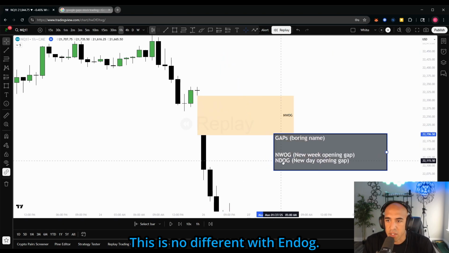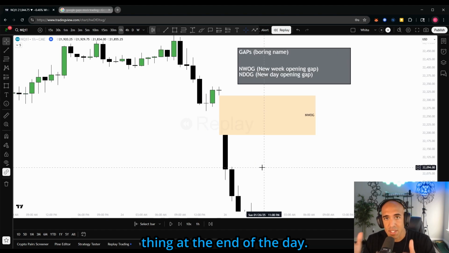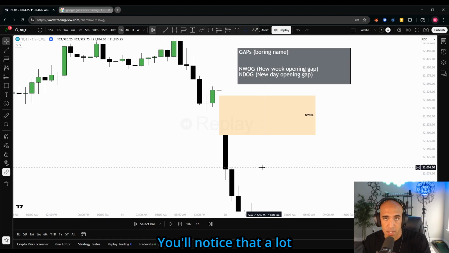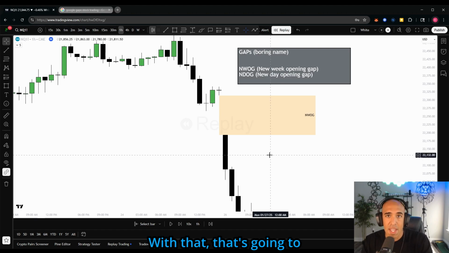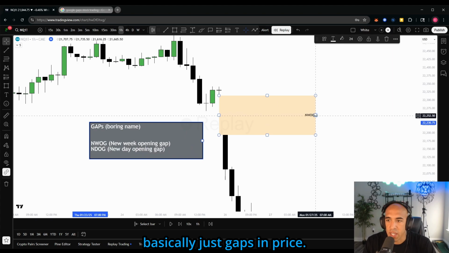This is no different with NDOG, and I don't think I need to show you an example, because with NDOG it's the same thing. At the end of the day, the market closes for an hour, and then it reopens an hour later. You'll notice that a lot in the futures markets. With that, that's going to give us our NDOG example. So NWOG and NDOG are basically just gaps in price.